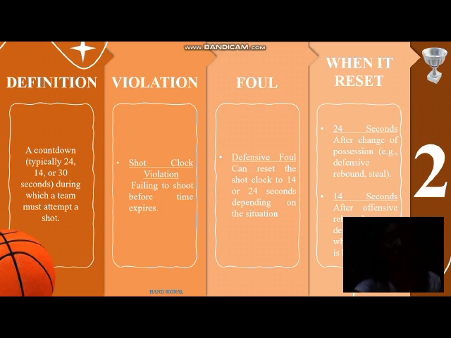The violation: if a team doesn't shoot before the clock expires, it's a shot clock violation. We have here also the foul. An offensive foul may also lead to a reset. I'll show you also the videos for the shot clock resets.